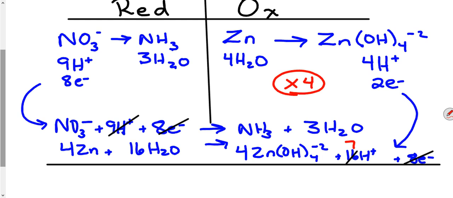Continuing on, we also have water molecules on both sides of the arrow. I can see that we have 3 water molecules here. That will cancel 3 of the 16 here, and we will have 13 water molecules remaining. Okay, at this point, let's add everything together. We'll take a look at what we have.